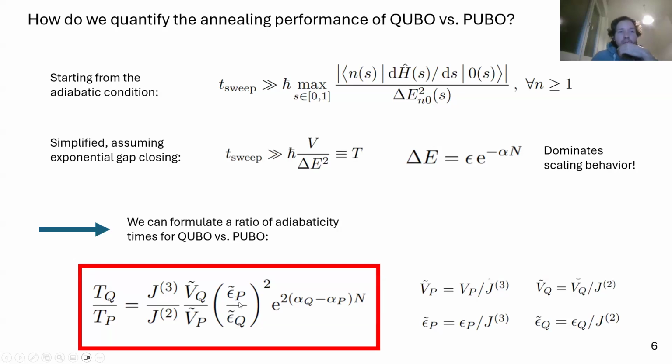And then we also have here in the bottom right defined some dimensionless energies in units of the J2 of the three-body or two-body interaction respectively. Okay, so this is what we mainly use to discuss the speed of the PUBO formulation versus the QUBO formulation.